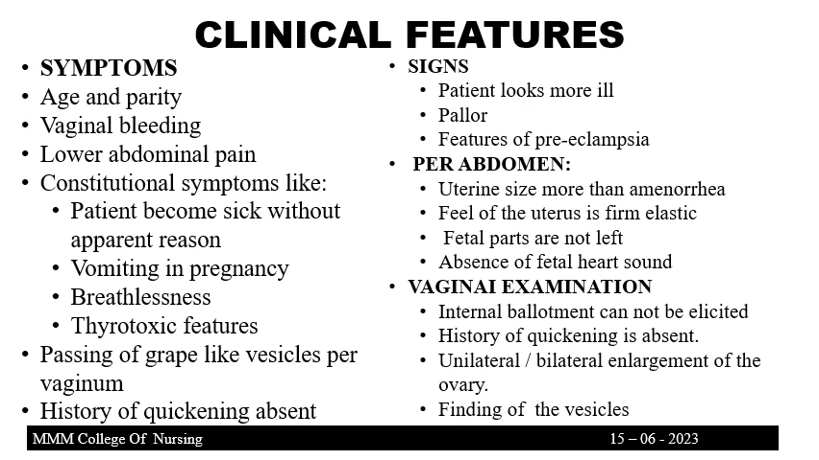Signs: the patient looks more ill, paler, features of preeclampsia. When you examine the abdomen, the uterus size is more than the period of amenorrhea. Feel of the uterus is firm and elastic. Fetal parts are not felt. Absence of fetal heart sound. In vaginal examination, internal ballottement cannot be elicited. History of quickening is absent. Unilateral or bilateral enlargement of the ovary. Finding of the vesicles. All this will be felt in the vaginal examination.